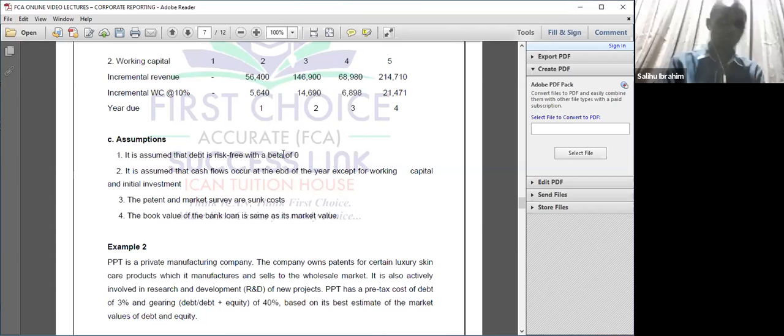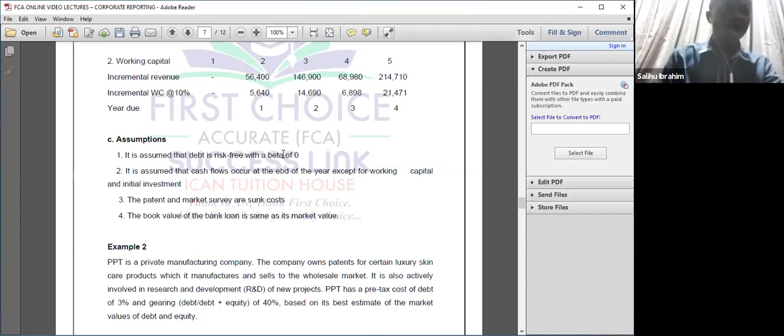You can see that I did not manufacture that assumption. The assumption is right there for me in the question. Assumption two, it is assumed that cash flow occurs at the end of the year, except for working capital and initial investment. Normally, in your project evaluation, the cash flows are expected to occur at the end of the year. That is the general assumption, except for working capital. Working capital will occur in year 0. Year 1 working capital will be in year 0. Year 2 will be in year 1. So working capital is assumed to occur at the beginning of the year. And initial investment also, if the question did not explicitly state it, then it is assumed that it will be a year 0 cash flow.